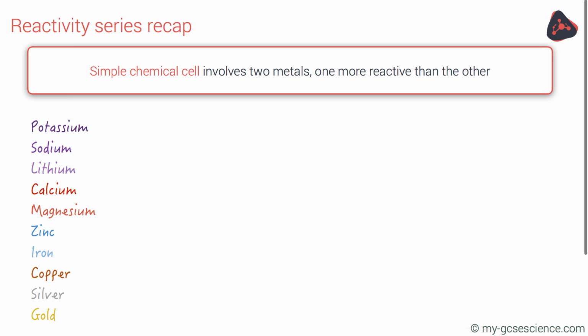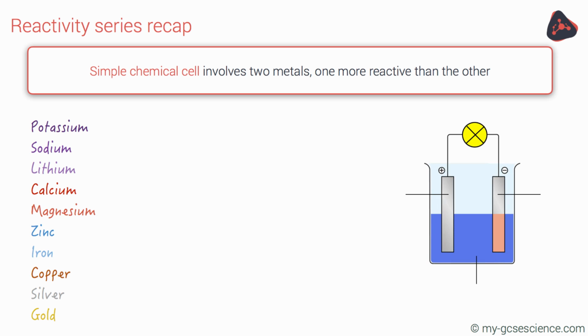In order to understand how a chemical cell works, we need to remember the reactivity series. Because a simple chemical cell involves two metals, one which is more reactive than the other, and it's this difference in reactivity that creates the electricity. So let's look at how this works.